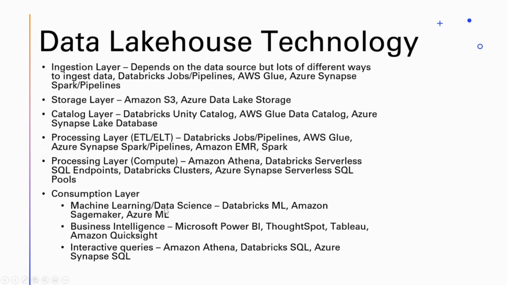So from the machine learning or data science point of view, you've got your Databricks ML, Amazon SageMaker or Azure ML. From the business intelligence point of view, you've got Microsoft Power BI, which is probably the most popular dashboarding tool at the moment. You've also got things like ThoughtSpot, Tableau, and Amazon QuickSight. And then on the interactive queries side, this is more around ad hoc querying. You've got Amazon Athena, Databricks has its own SQL area, and then you've got Azure Synapse SQL as well.